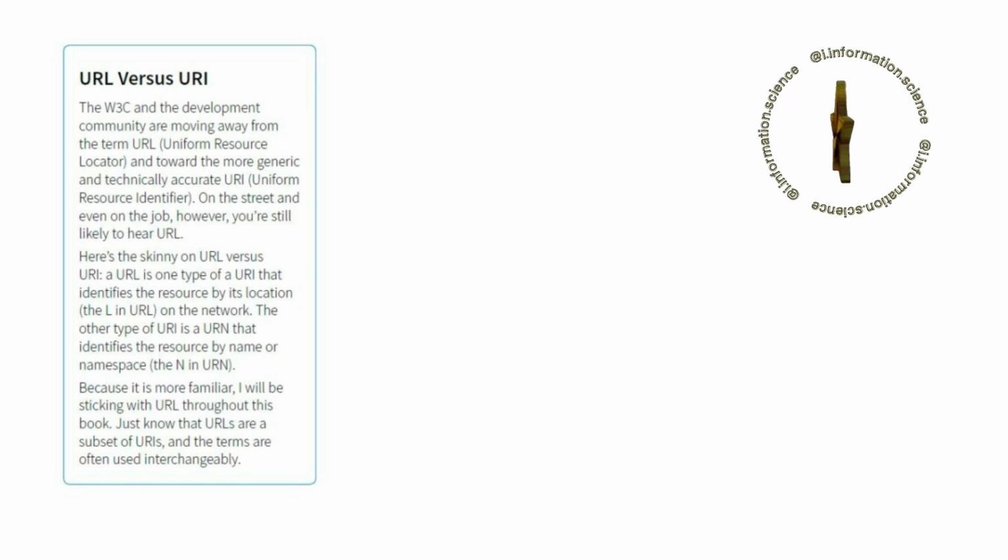A URL is one type of URI that identifies the resource by its location, the L in URL, on the network. The other type of URI is a URN that identifies the resource by name or namespace, the N in URN. Because it is more familiar, I will be sticking with URL throughout this book. Just know that URLs are a subset of URIs, and the terms are often used interchangeably.